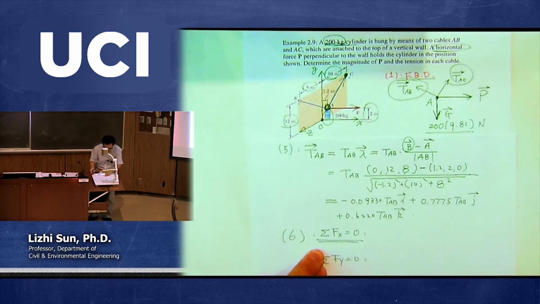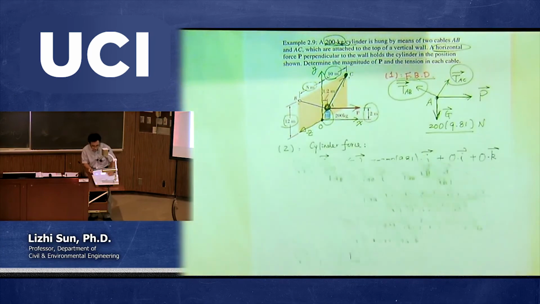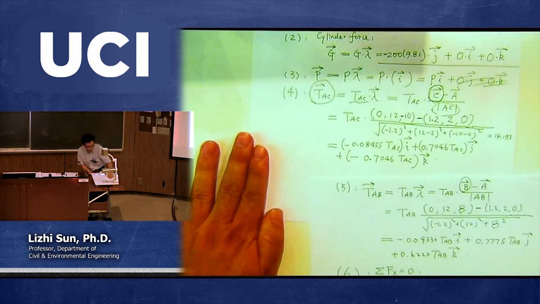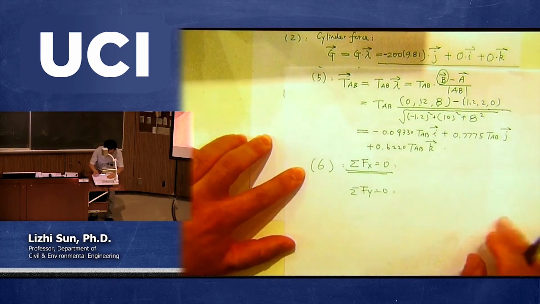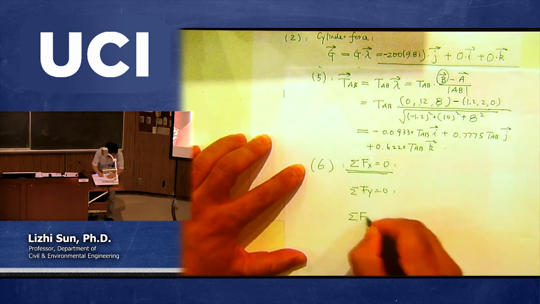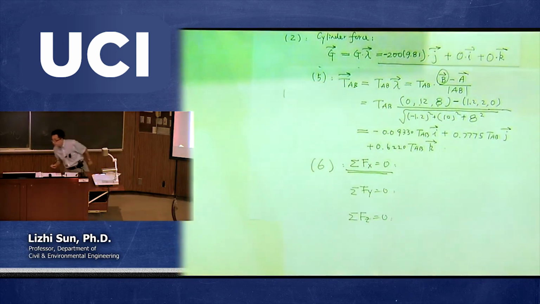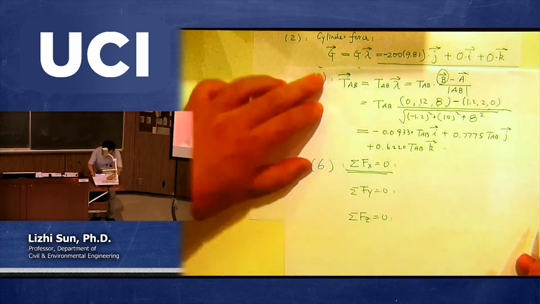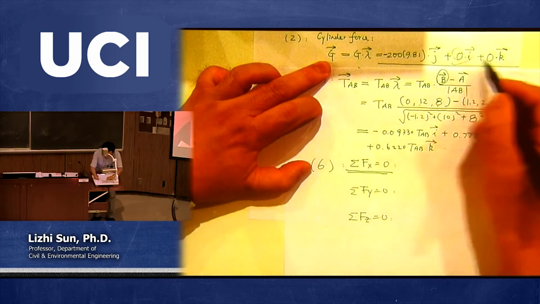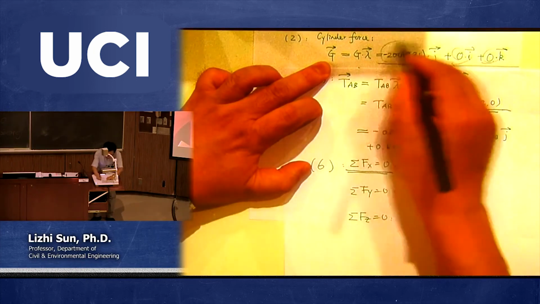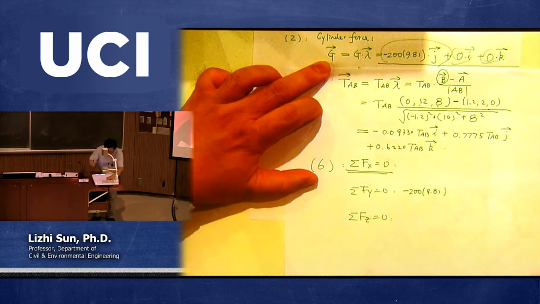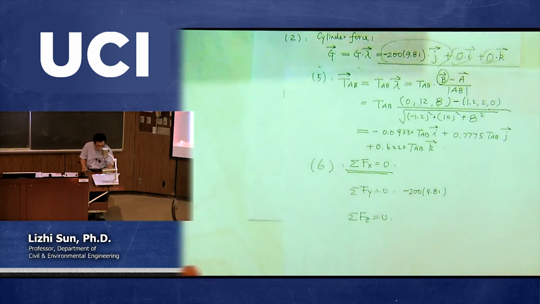Let's collect all the x components. Let me try to move up a little bit so that you can still see those components. Okay, now I can write down this one. Summation Fz equal to 0. For the first force, it's called the G force, cylinder force. We don't have x component, we don't have z component, we only have y component. Then just put this number here, negative 209.81.